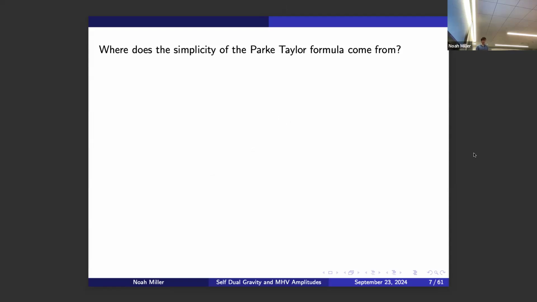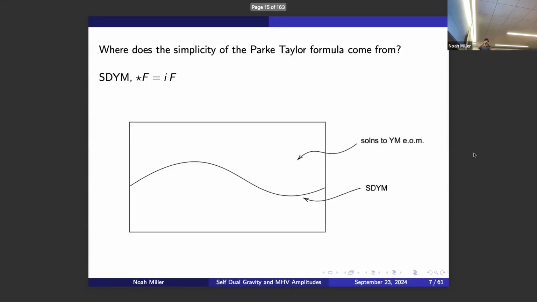It's really not clear at the level of Feynman diagrams where it comes from. And one reason that it's so simple is because there exists this special sub-theory in Yang-Mills called self-dual Yang-Mills. So if F is the curvature 2-form, just classically, let's say, you could take the Hodge star of a 2-form, and if the Hodge star of F is equal to iF, that's self-dual, you call it, that'd be like a self-dual connection curvature.